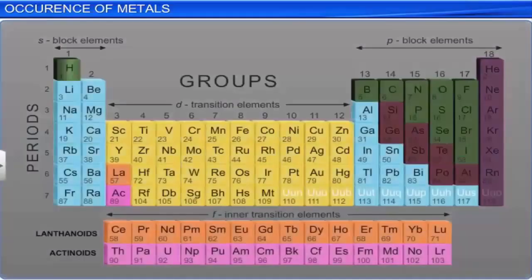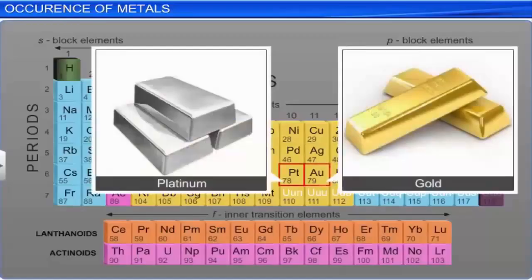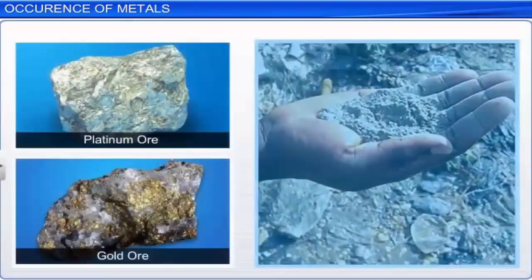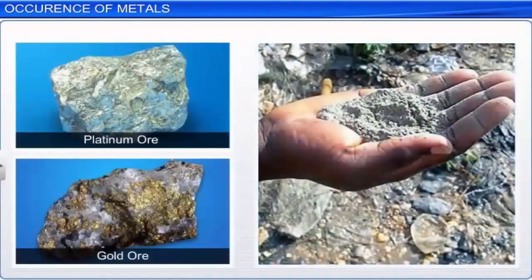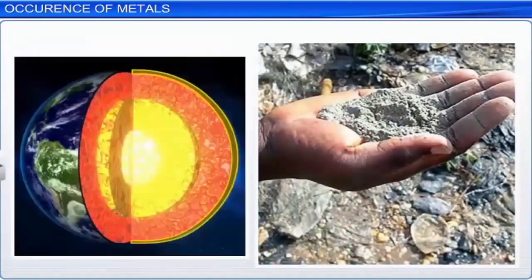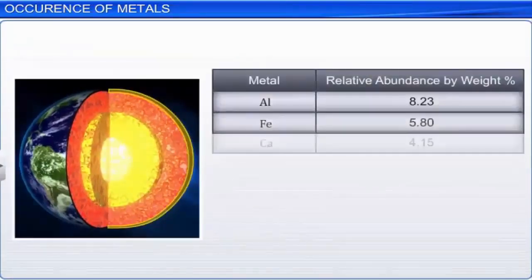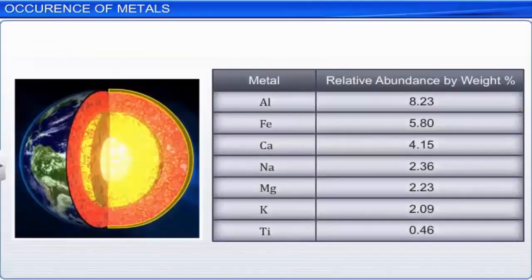The only metals found in free or native state are gold and platinum. They are usually found along with earthly or rocky impurities such as sand and clay in the Earth's crust. The relative abundance of metals varies in the Earth's crust.